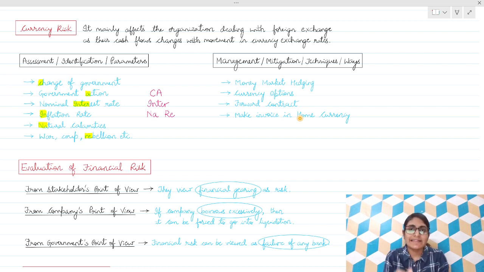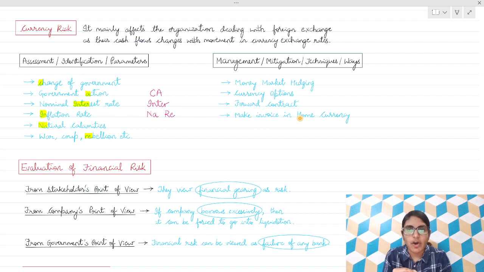See, currency risk. In CA Inter, we didn't have the forex chapter, so there was no risk of currency. So we can remember it as CA Inter Nare, that is for currency risk.